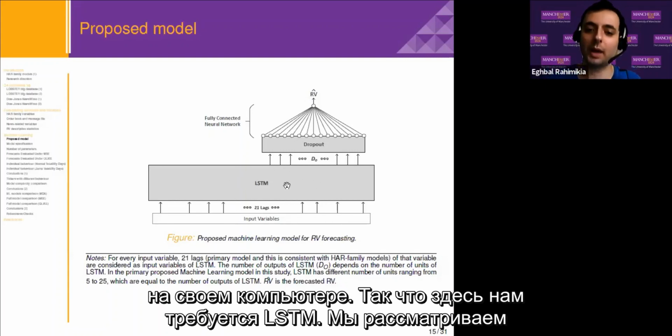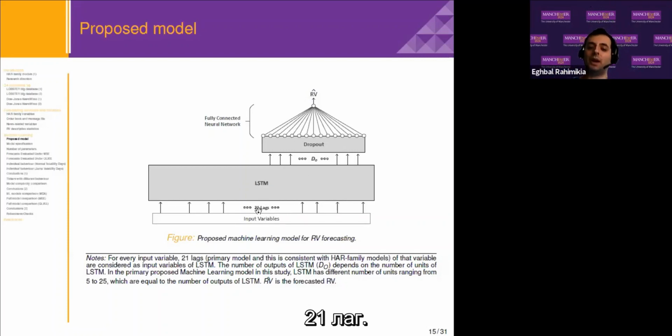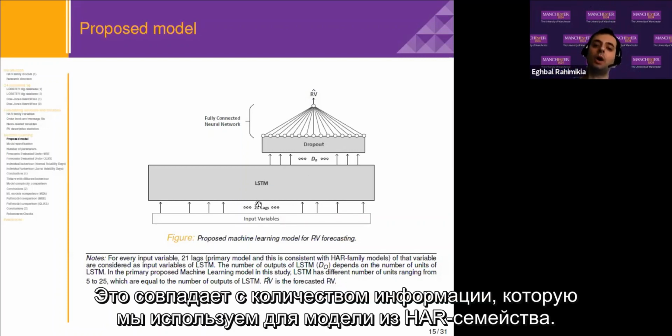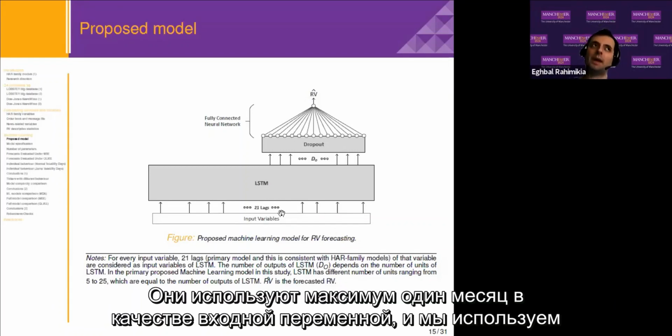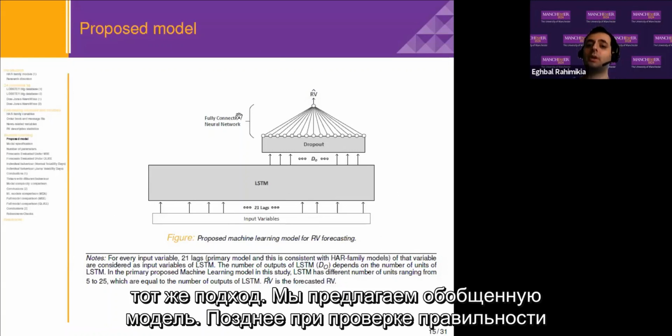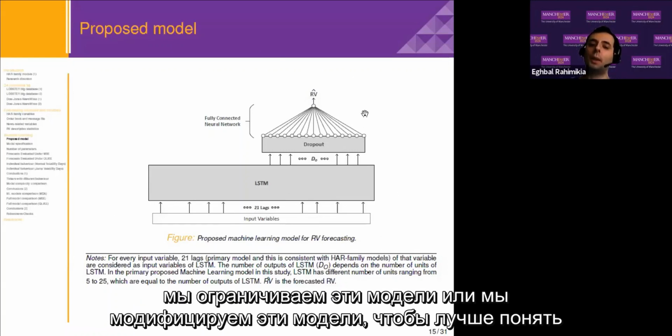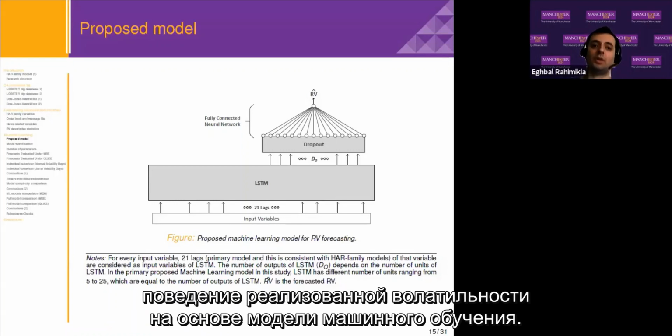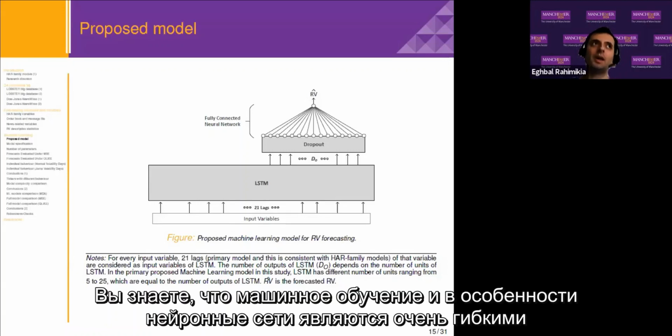So we have long short-term memory. We are considering 21 lags here because it's consistent with the amount of information we are using for our family of models, which use a maximum of 1 month as the input variable. Here we are using the same thing. This is the general model we are proposing. Later in robustness checks, we are restricting or modifying these models to understand the behavior of realized volatility based on machine learning models, because machine learning, especially neural networks, is quite flexible.